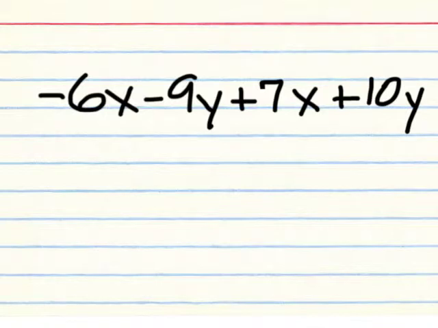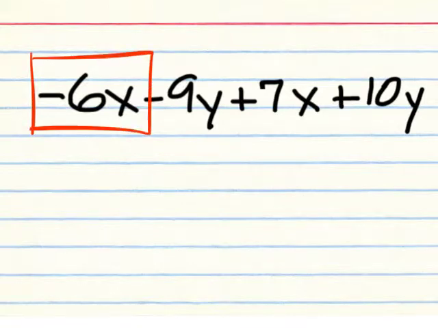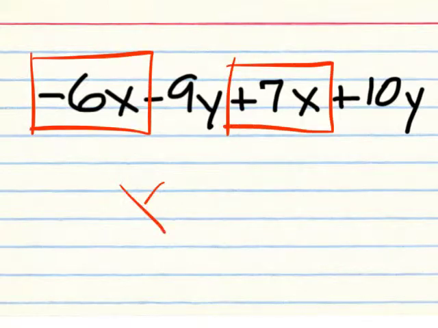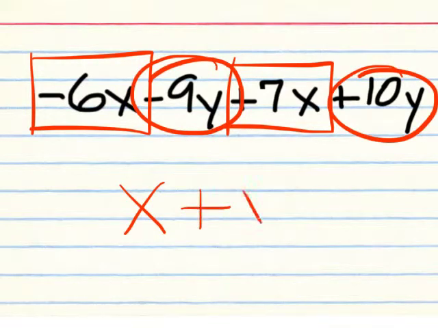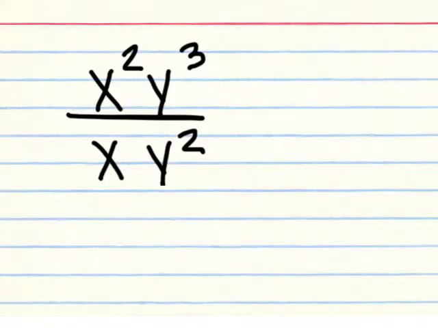Solution for the bonus, or the practice problem. Negative 6x plus 7x is x. And negative 9y plus 10y is y. X to the second, y to the third over xy squared.